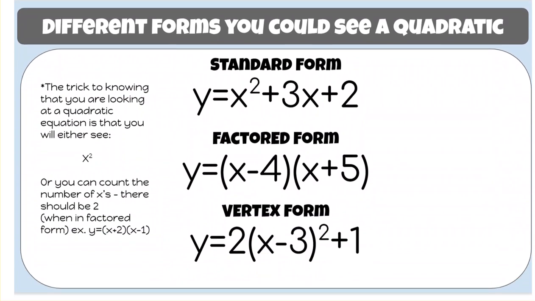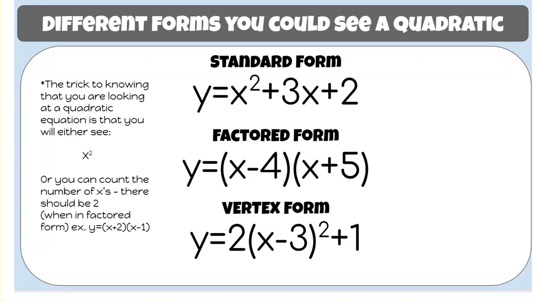You may see a quadratic equation in 3 different forms. Standard form is like we just said, ax squared plus bx plus c. That's where your a, b, and c are numbers, and it's just an expression. You may see your quadratic in factored form. You can recognize that it's in factored form because you see parentheses. This is what we worked on last week. There's another form called vertex form, where one of your sets of parentheses is going to be squared and you have numbers on the outside.